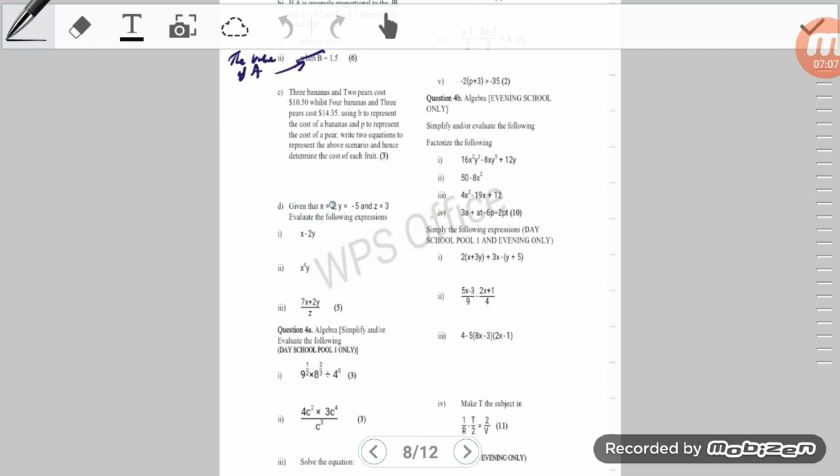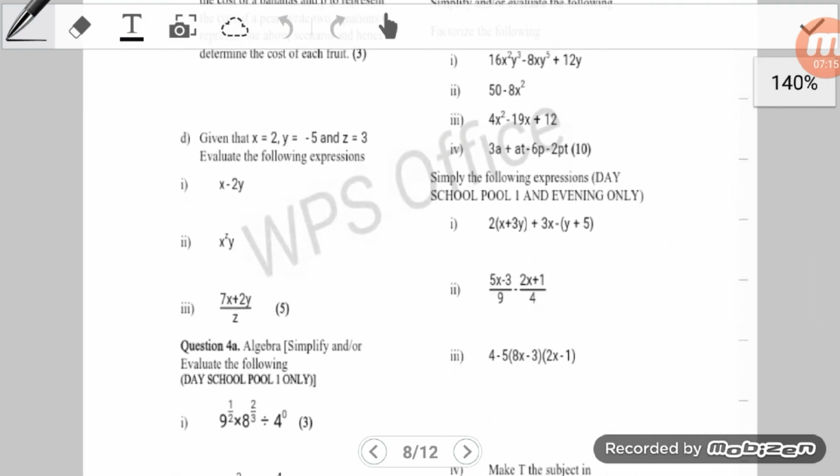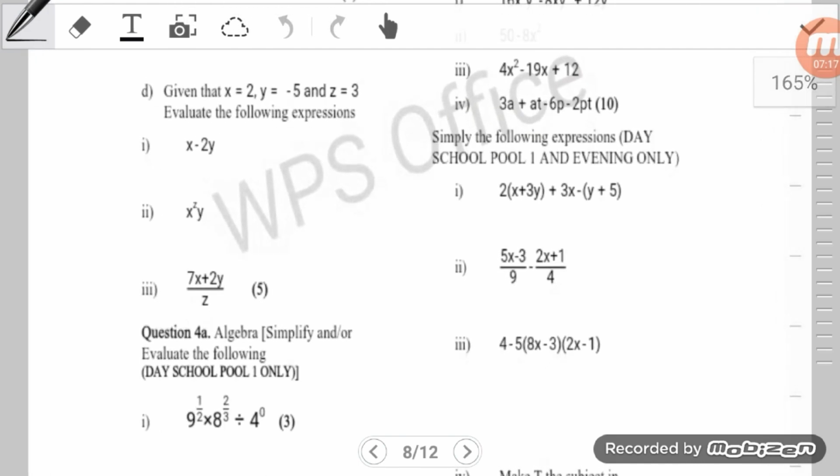Okay, so here we go. We're going to be working this substitution problem here. So given that x is equal to 2 and y is equal to -5 and z is equal to 3, we have to evaluate the following expressions. I should be able to do this problem within the space that I have here. So let's go about doing that now.